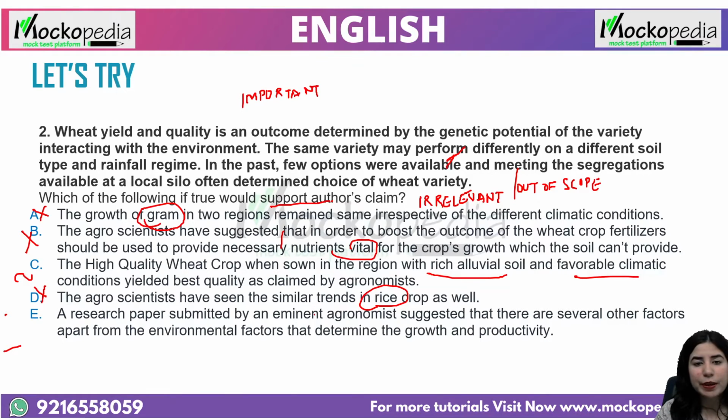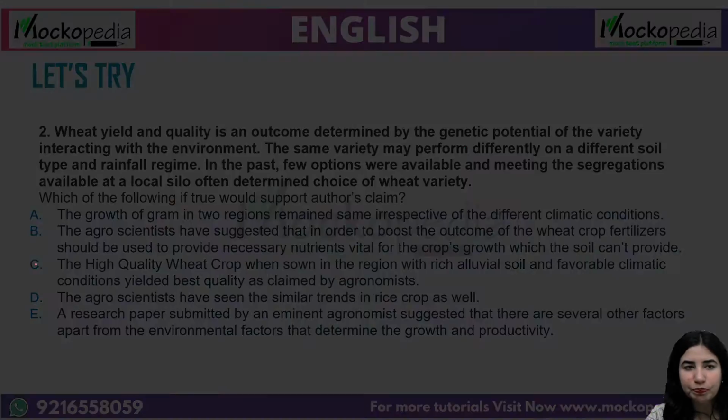Coming to E, a research paper submitted by eminent. Eminent is noteworthy, a person who has got a name and a reputation, right? Agronomists suggested that there are several other factors apart from environmental factors that determine growth and productivity. So we are more or less focusing on environmental factors, right? So this also goes out. So how are we going to establish the correct answer? By eliminating the incorrect answer choices. So our final call will be C. I hope we are sorted here. So let's move to the next question.